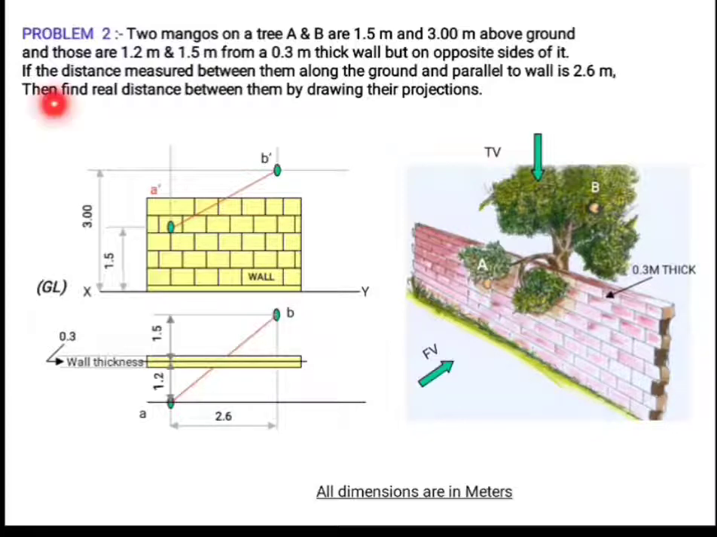Now we have to find out the real distance between A and B. For that I can rotate the line AB and make it horizontal, and then it is projected upward to get the intersecting point B1 dash. A dash B1 dash will be the real distance between the points A and B. Okay, now the solution is over.